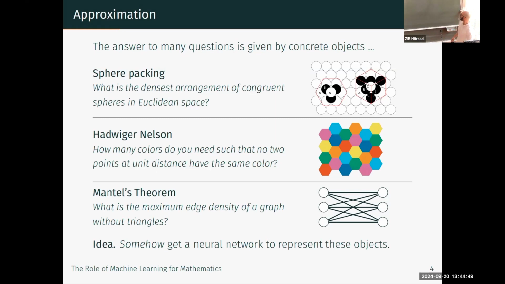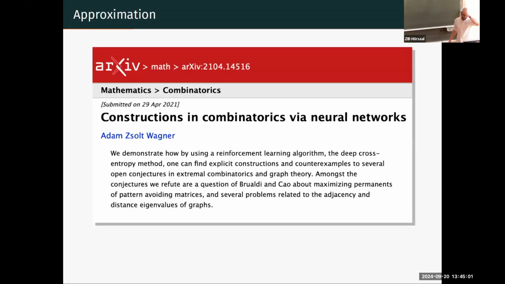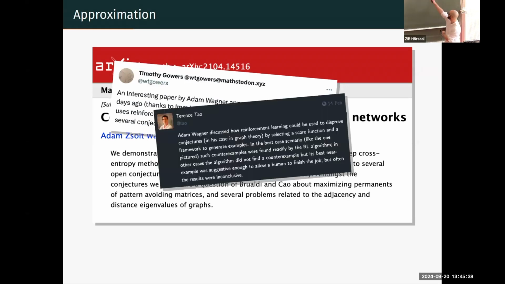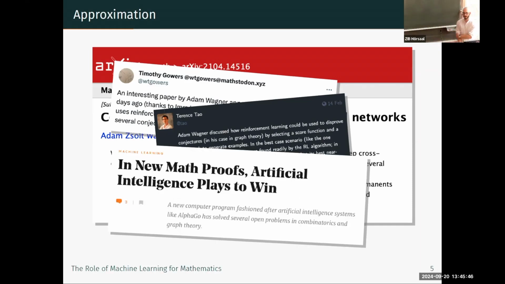So the idea is, can we somehow get a neural network to represent these objects? If we can get a neural network to give us these objects or directly represent them, then this would be very good. The first paper I should mention in this context is by Adam Wagner, from 2021. He did his PhD in extremal combinatorics, and I know him because I also did a PhD in extremal combinatorics. He was very into using computers to answer questions. Before this, he also had a paper where he showed people you can just use an ILP solver to answer many questions. And he had this idea of using neural networks and reinforcement learning to approach these problems. This got a lot of attention. Timothy Gowers noted it, Tao invited him to a conference to talk about this paper, and he also got a Quanta article. So he definitely got a lot of attention for this paper.